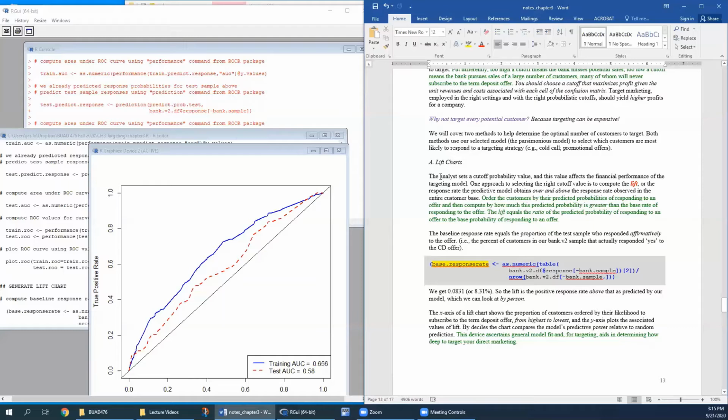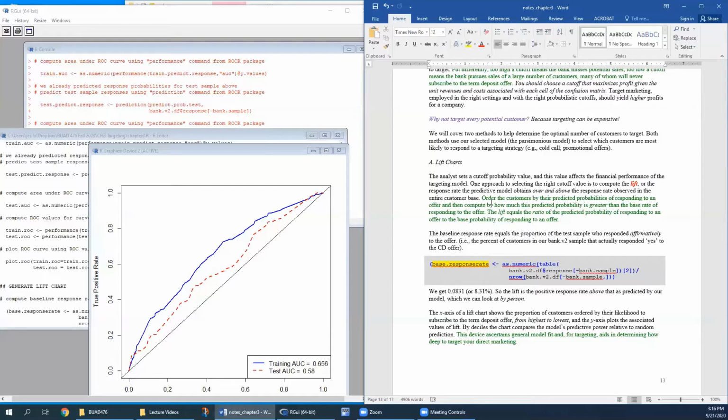probably be average. Therefore, this lift chart orders the customers by their predicted probabilities of responding to the offer and computes by how much this predicted probability is greater than the base rate of responding to the offer, that average amount. So the lift is the ratio of predicted probability of responding to an offer and the base probability of responding to an offer. So you are looking for a lift above 1, because if the lift ratio is 1, that means the predicted probability of responding is equal to the average or the base probability of responding. And so that's just the average person, and your model is not helping you anymore.